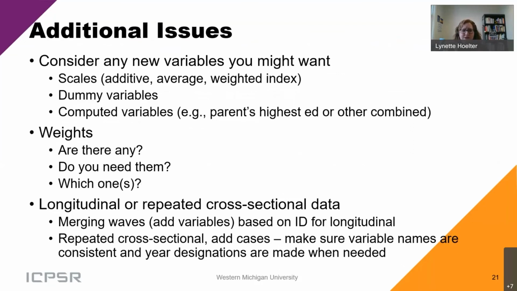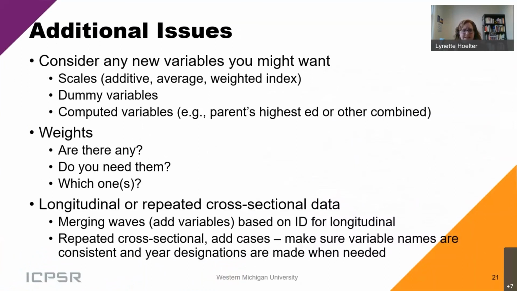You want to think about if there are any weights included with the data. Most of the large national data collection efforts now require the use of weights. But you also want to think about, does your particular research question require you to use weights? Are you trying to look at something that you could generalize to the overall population, or are you just doing something that's descriptive of the people who answered that survey? Thinking about those kinds of things. And then if there are multiple weights, which ones do you need to use?